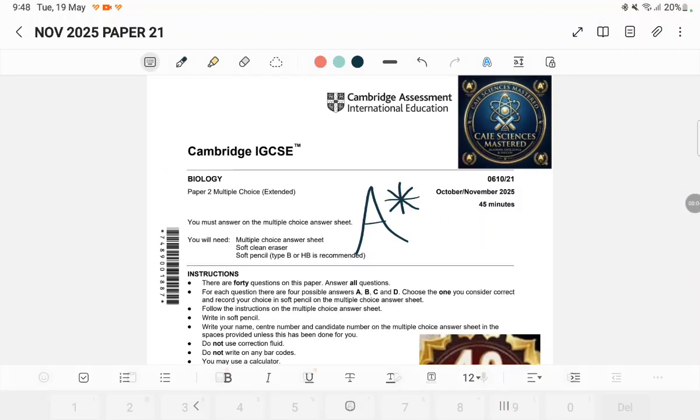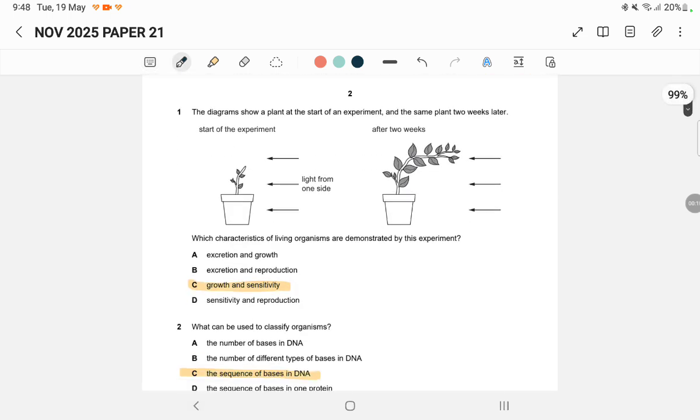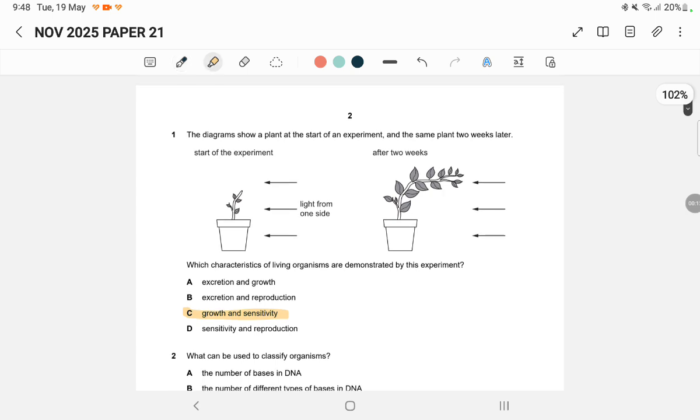Today we are going to solve the paper 2 multiple choice October-November 2025. Okay, paper 2 variant 1. Let us start. First question is telling you: the diagram shows a plant at the start of an experiment and the same plant 2 weeks later.